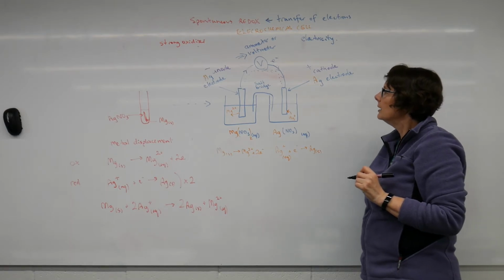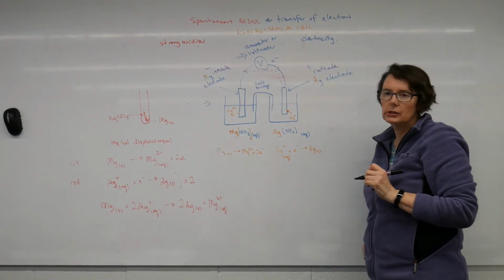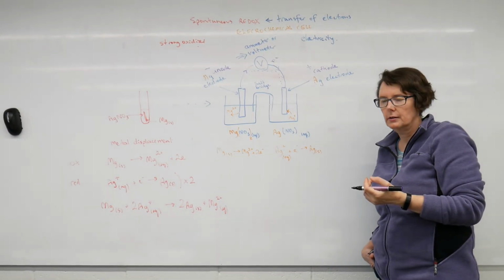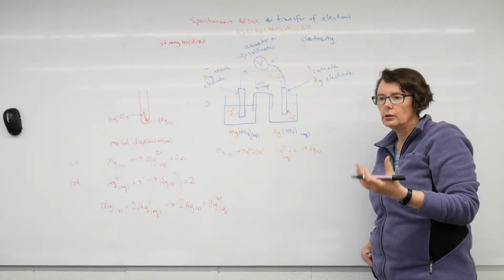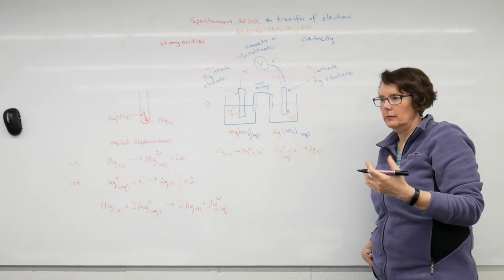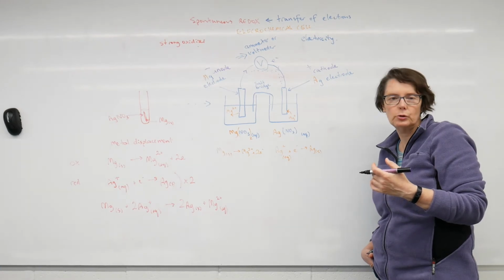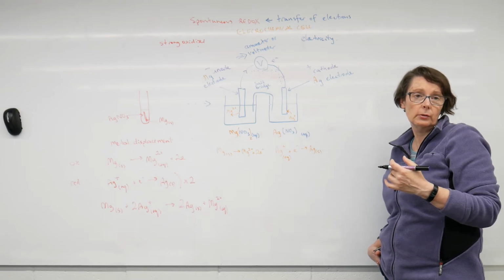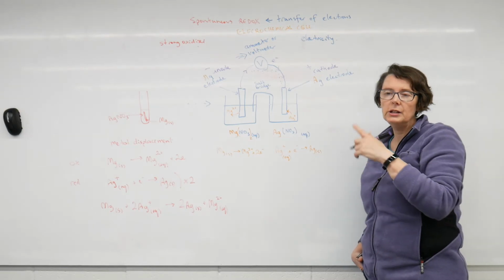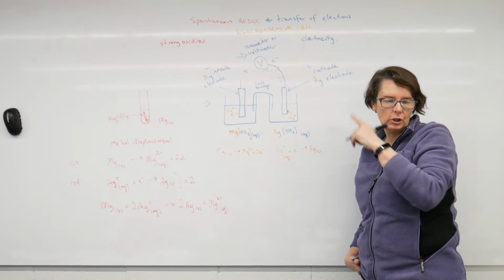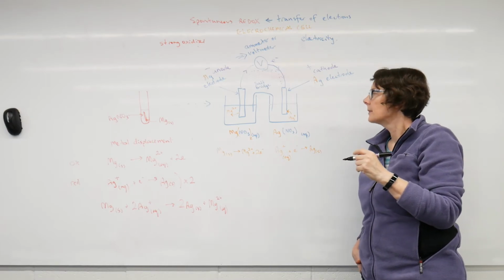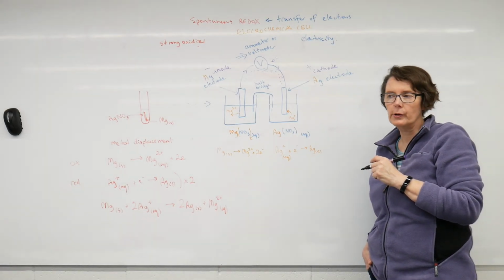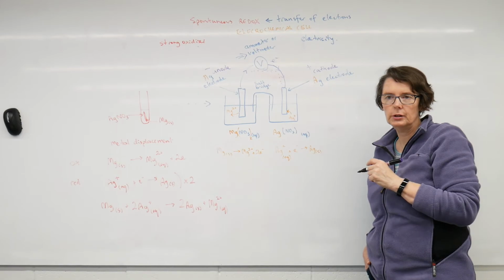Now, the last thing that we need to talk about here is the salt bridge. When we're making a salt bridge, we soak some filter paper or some other strip in a concentrated, saturated salt solution so that there are plenty of ions present to keep the cell operating. What kind of salt solution do you think would be appropriate to use as a salt bridge?